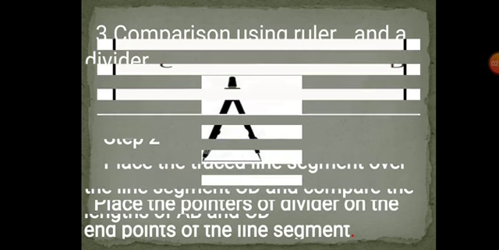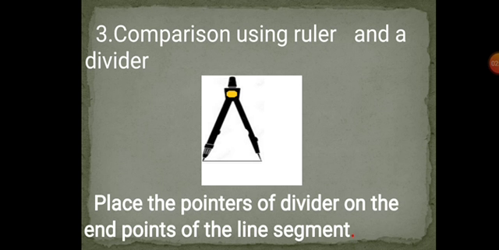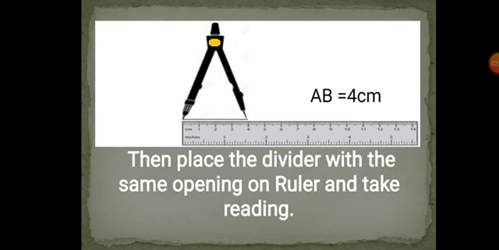The third way to compare the line segments is comparison using a ruler and a divider. For this, we will place the pointers of the divider on the end points of the line segments. After that, we will place the divider with the same opening on the ruler and take the reading. As here we can observe, the length of the given line segment is 4 cm.